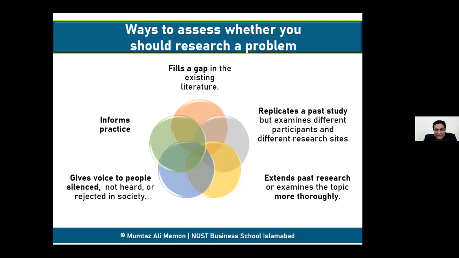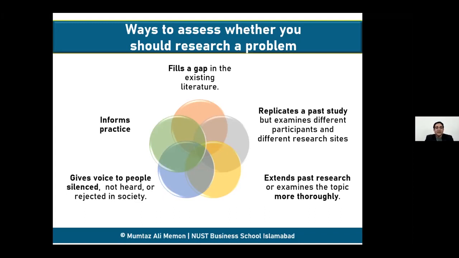Third one, extend past research. Here is something new: people focus on one aspect and you want to focus on another aspect and dig out more thoroughly and in more detail. Maybe people focus on quantitative too much and you want to explore more in terms of qualitative, some more factors, to extend with some new theoretical aspects. You can still consider that problem.